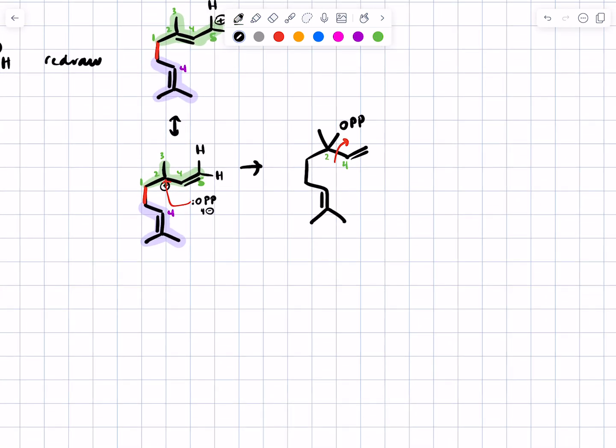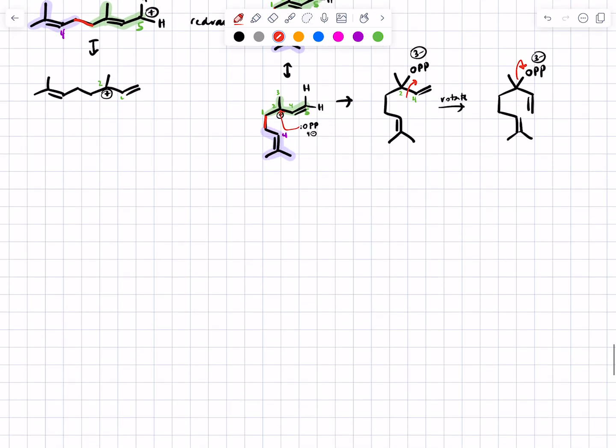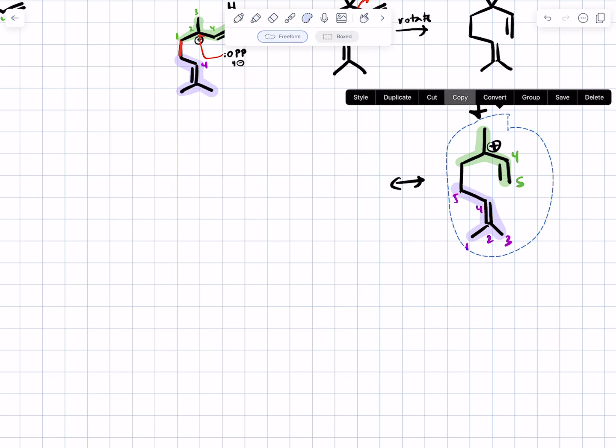And so by rotation around a carbon-carbon bond, I can get into this conformation, whereupon if the leaving group leaves again, I now have a resonance stabilized carbocation that has green carbon 5 in the right place, close in space to purple carbon 4. And of course, we can draw a resonance structure of this intermediate.